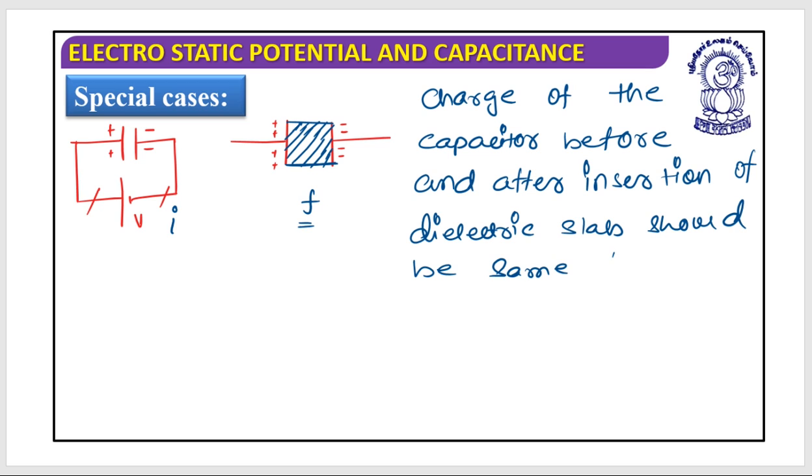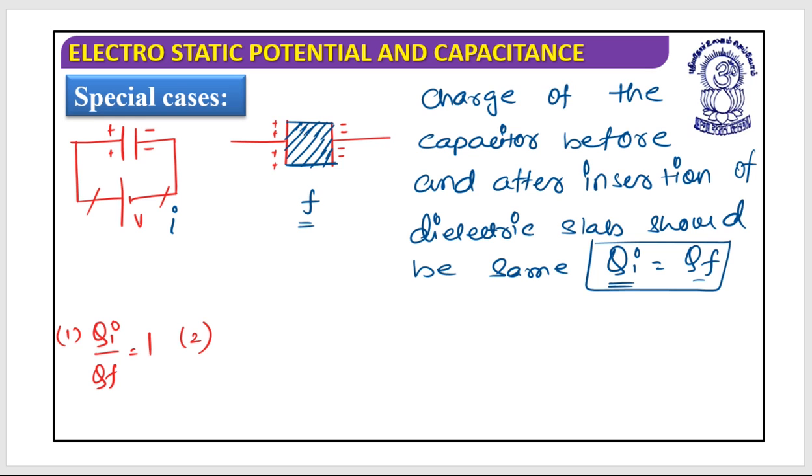That means Q initial should be equal to Q final. Yes, because now the battery is not there, and if no battery is connected, there is no one who can change the charge of the capacitor. So as the battery has been removed, my charge remains the same, and if the charge remains the same, I can get the rest of the things. So let's begin. First, Qi to Qf, that I know now, it's 1 is to 1. Second, capacitance, that I know, C final is equal to K times C initial.